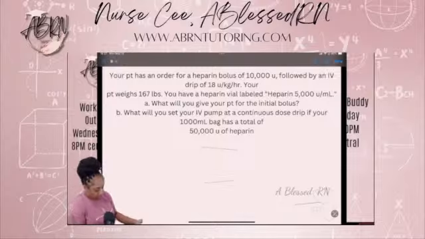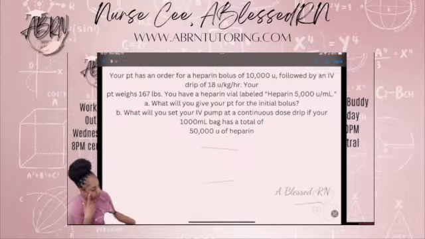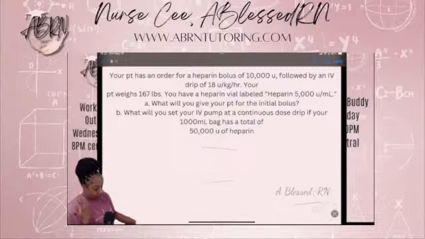A patient has an order for a heparin bolus of 10,000 units, followed by an IV drip of 18 units per kilogram per hour. Your patient weighs 167 pounds. You have a heparin vial labeled heparin 5,000 units per milliliter. What will you give your patient for the initial bolus? And then what will you set your IV pump at for a continuous dose drip if your 1,000 milliliter bag has a total of 50,000 units of heparin in it? All right, so this is going to be a two-part problem.